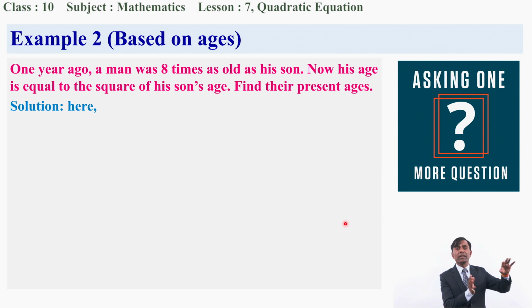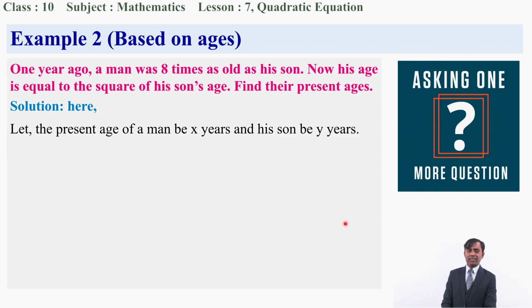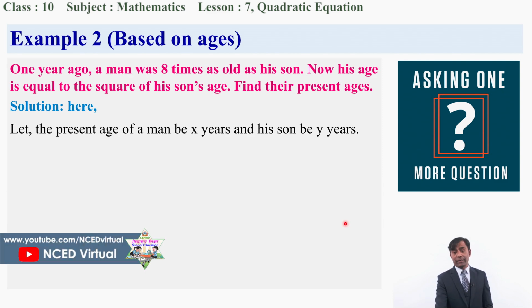Not now, 1 year ago condition. We have to find the present age. And now at present, that man's age is equal to the square of his son's age. This is at present. So let the present age of the man be x years and his son's be y years. We are taking two variables x and y.